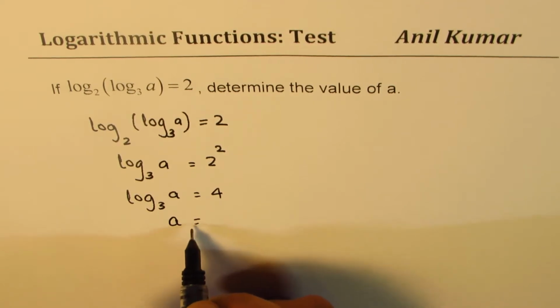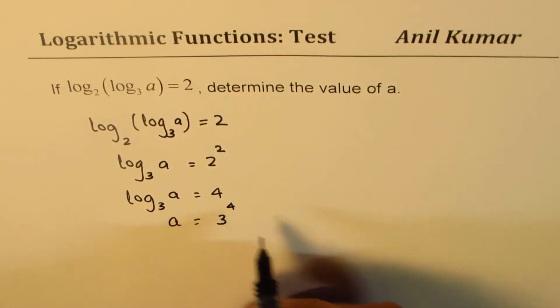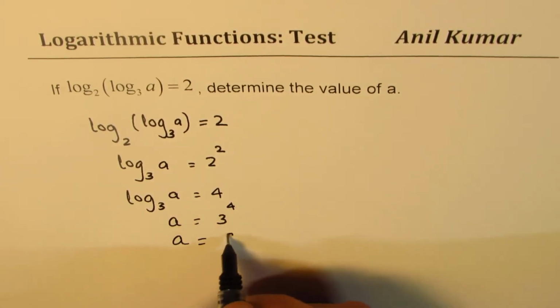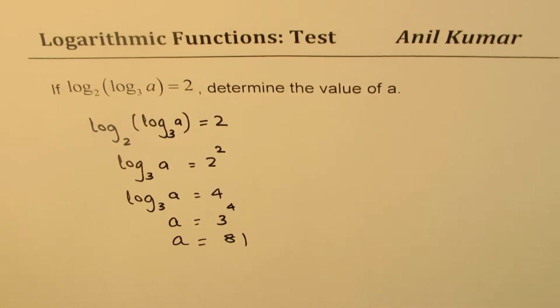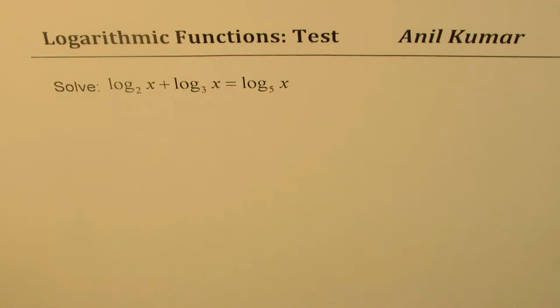And so what is a equal to? Write it in exponential form. We get 3 to the power of 4. And so we get our answer. a is equal to 9 times 9, 81. Correct? So that's easy. I hope there is no difficulty in solving these problems right now.